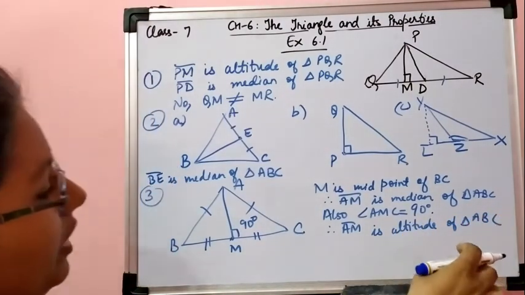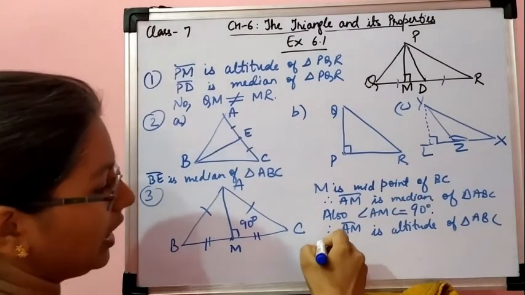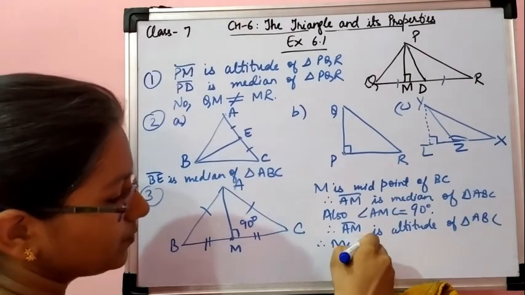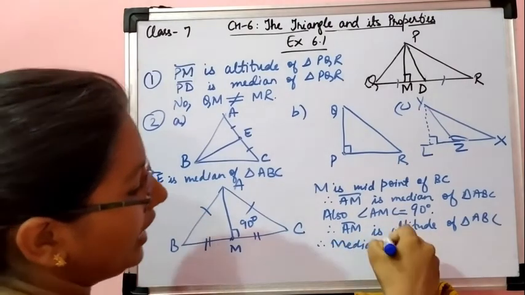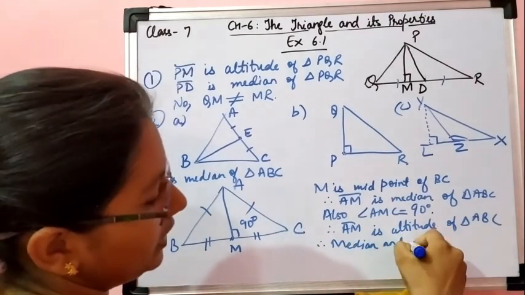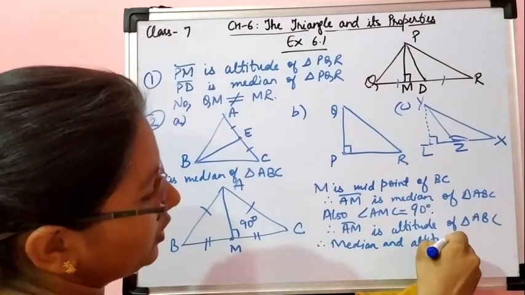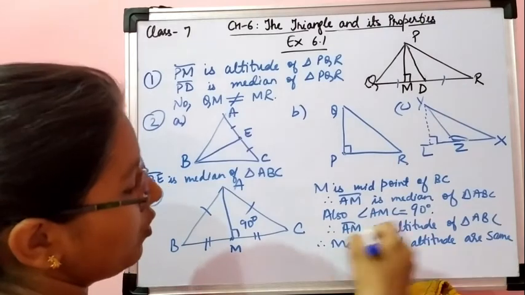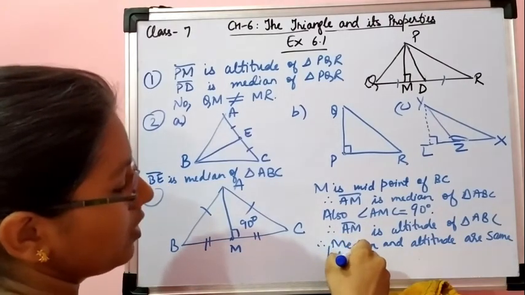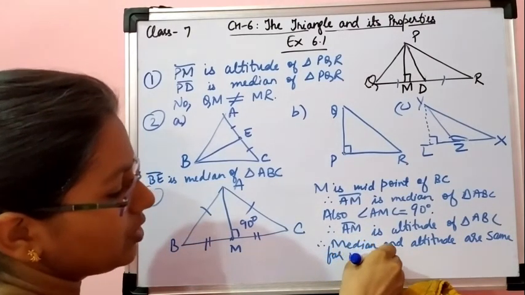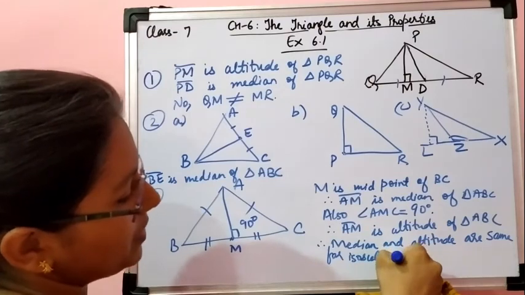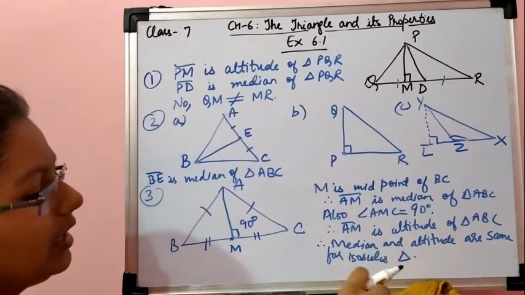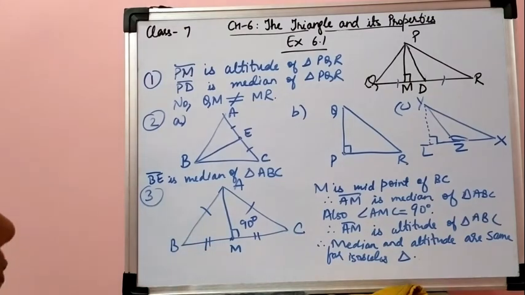Okay. So what we have found that therefore median and altitude are same for isosceles triangle. This happens in the case of isosceles triangle and equilateral triangle, that median and altitude are same.